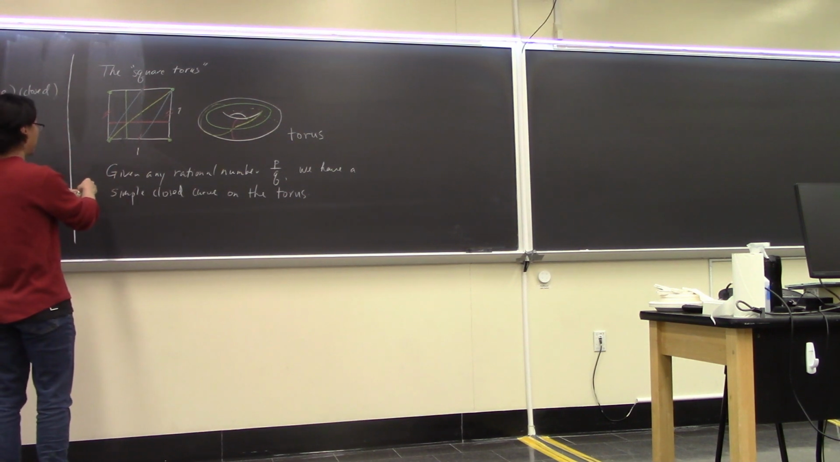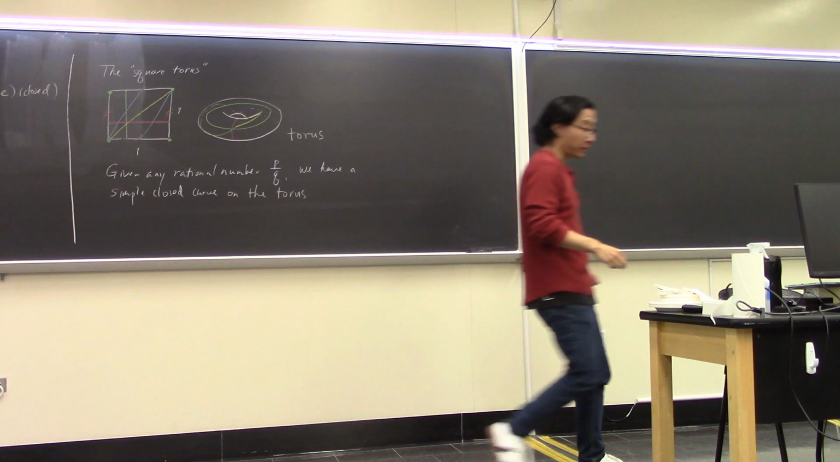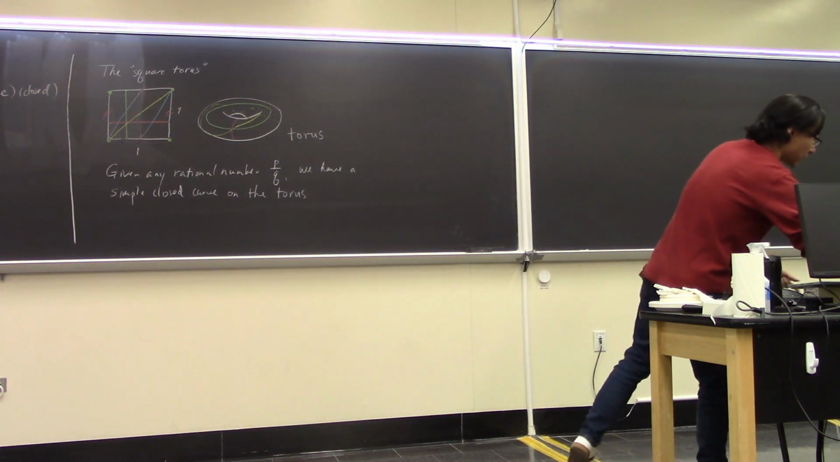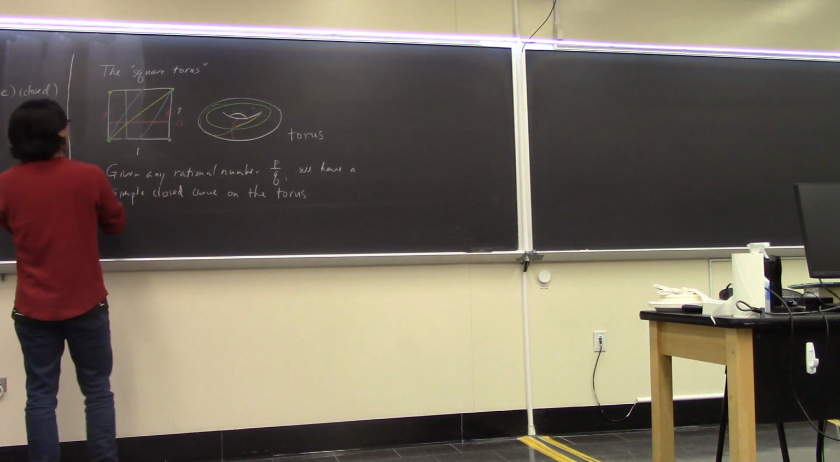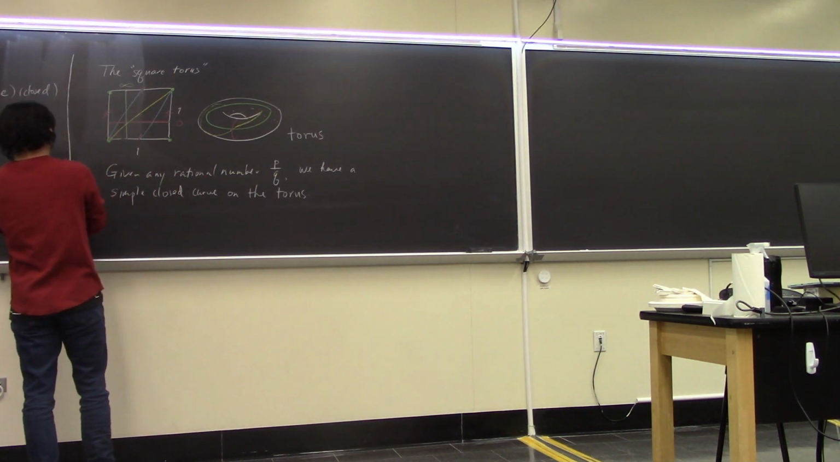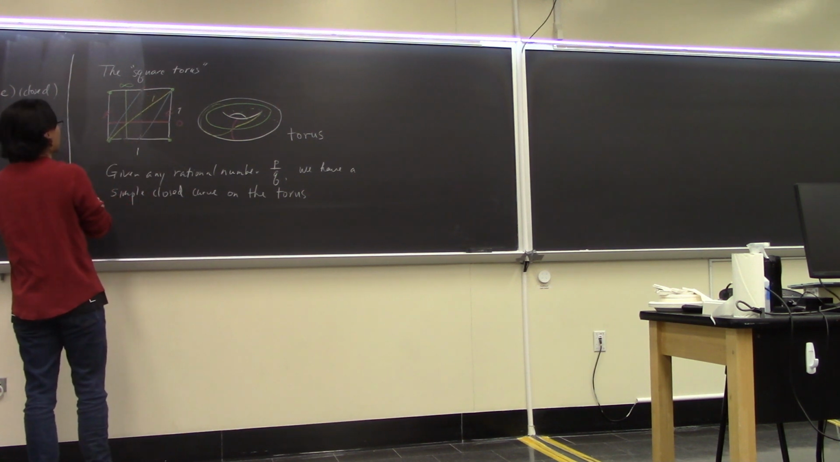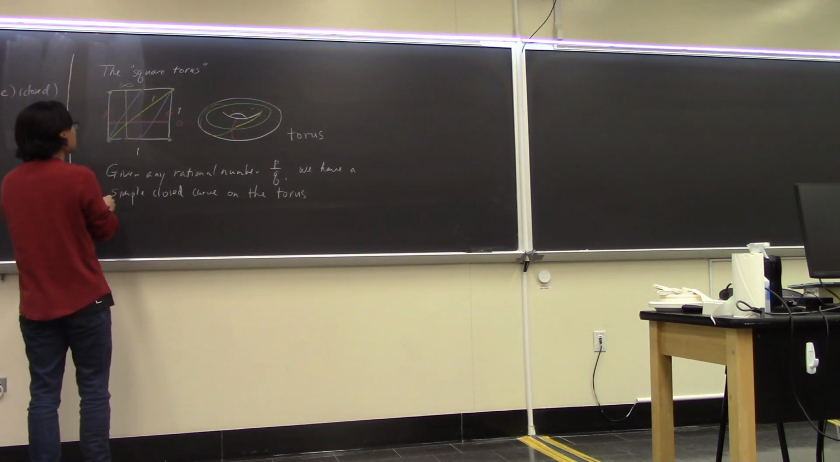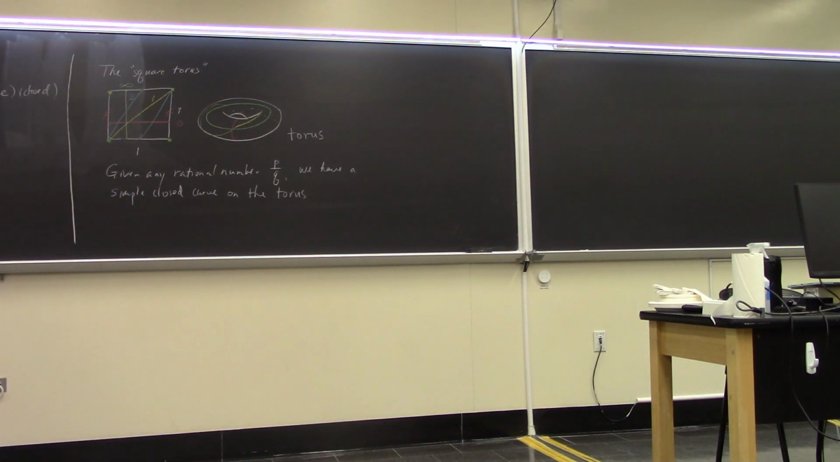So the various curves that we have drawn here: the horizontal red curve has slope 0. The vertical curve has slope infinity. The yellow curve has slope 1, and the blue curve has slope 2. These are just some examples.